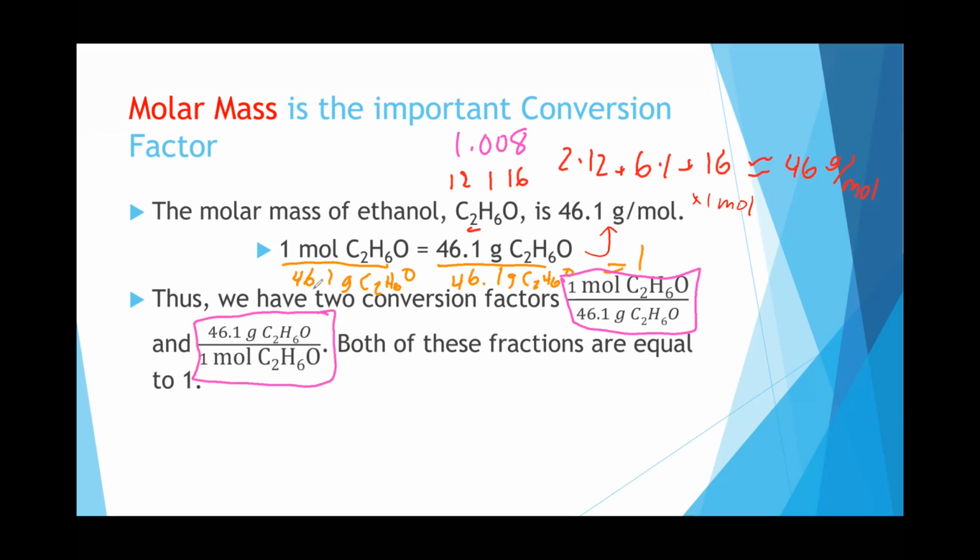So basically, this ratio is the molar mass, if you can see. This one is actually 1 over the molar mass. And this ratio right here is just the molar mass. MM stands for molar mass. See, it's 46.1 grams per mole. So basically they're an equality. So we can use any of these in our conversion factors because we know that they equal 1 always.